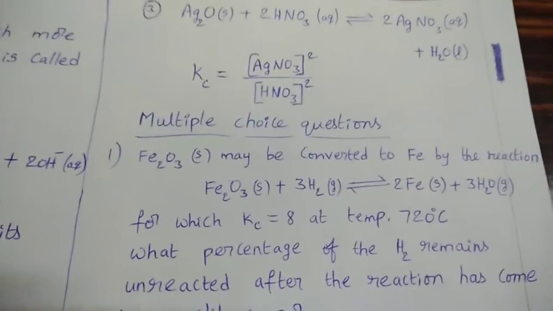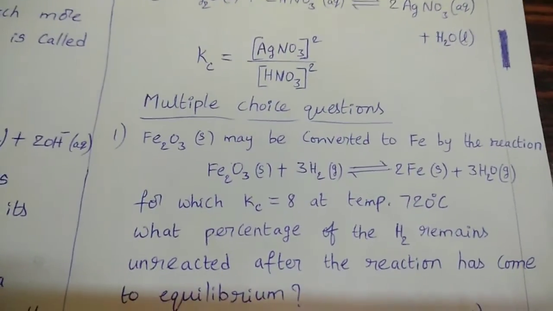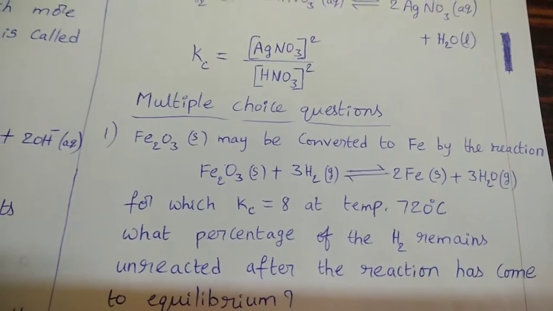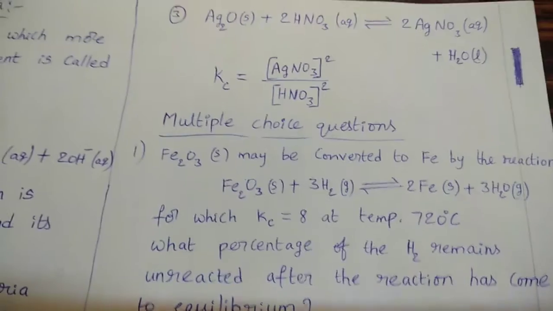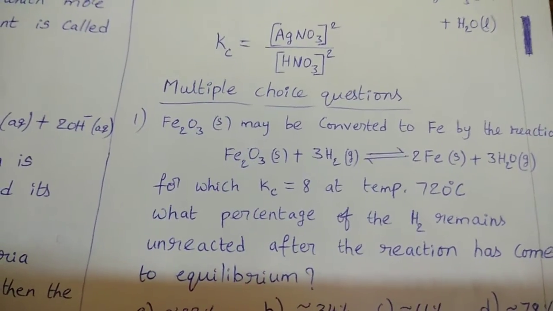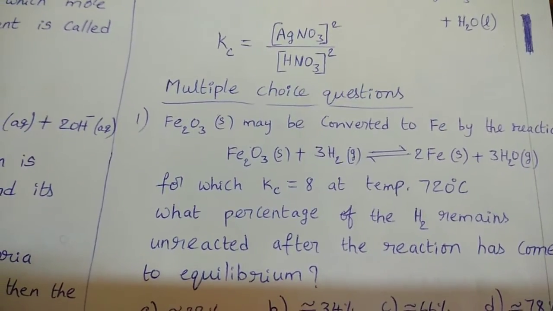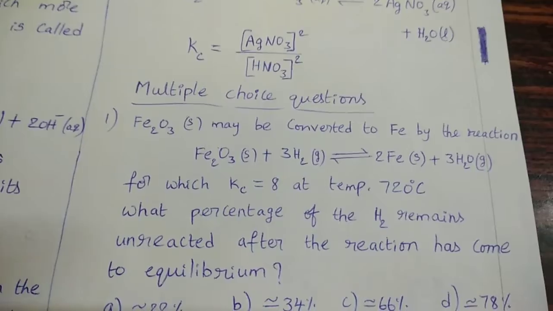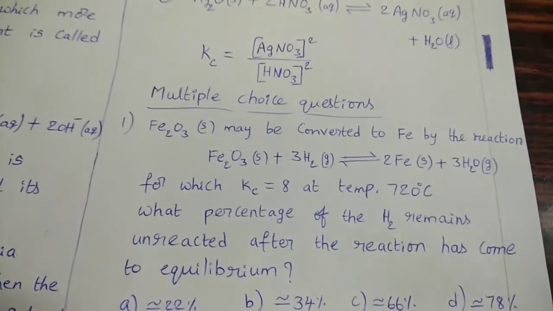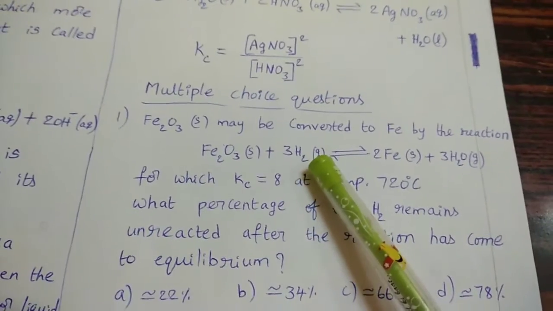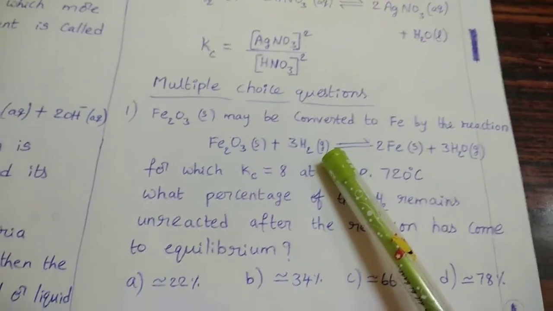Next, see the multiple choice questions. Fe2O3 may be converted to Fe by the reaction Fe2O3 plus 3H2 gives rise to 2Fe plus 3H2O. For this, Kc equal to 8 at a temperature of 720 degrees Celsius. What percentage of H2 remains unreacted after the reaction has come to equilibrium? So after reaching equilibrium, we should find out what percentage of H2 is present in unreacted condition.